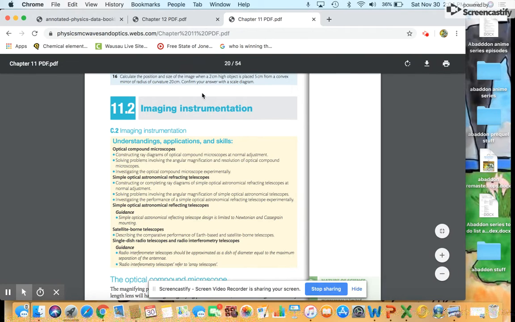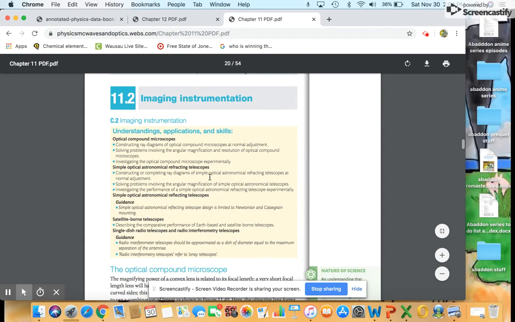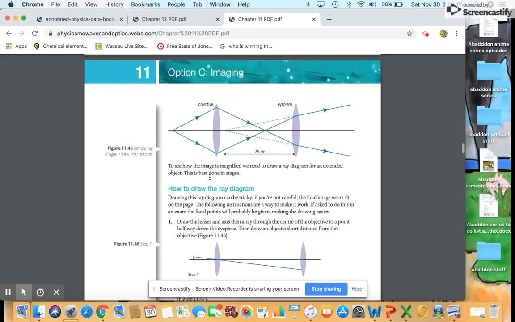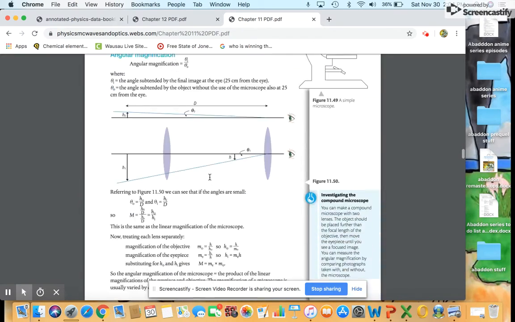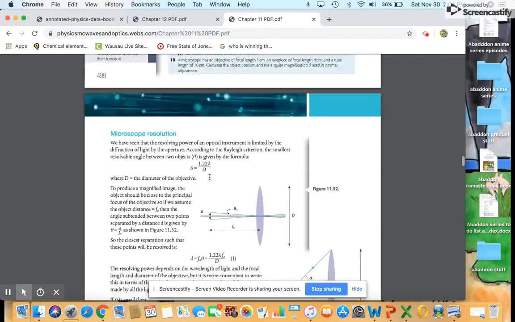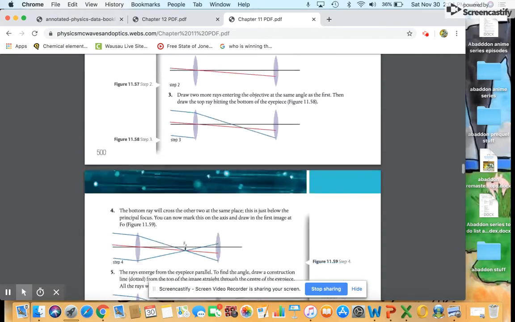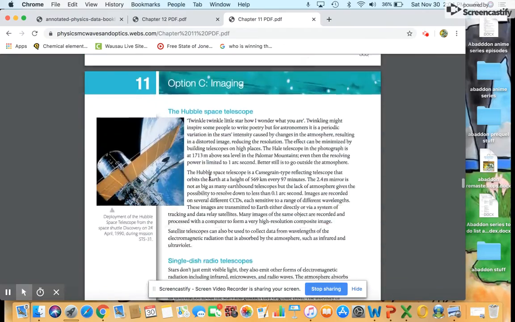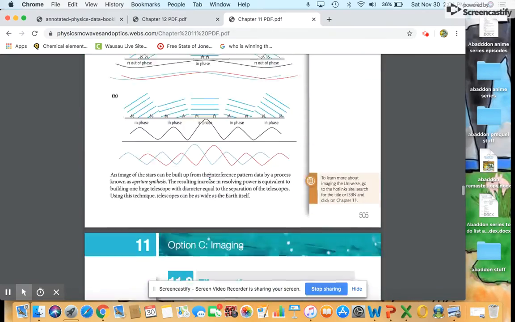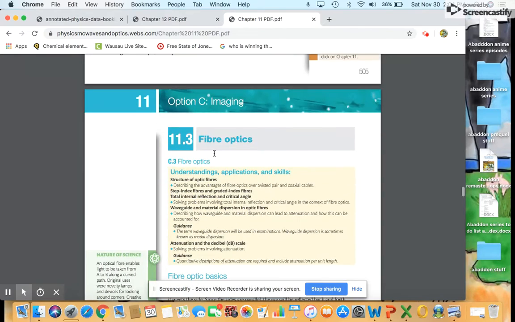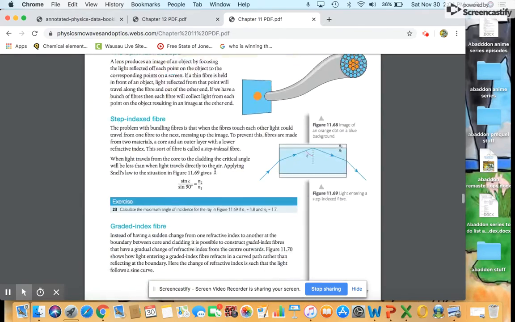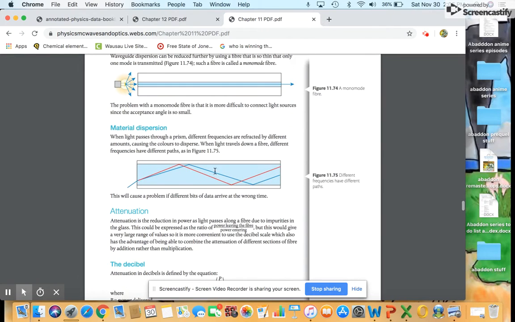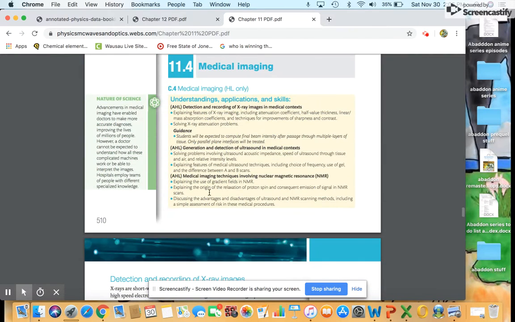Yeah, so topic 11.1 is very detailed. We do cover that one. 11.2 is imaging instrumentation. So microscopes, telescopes, basically applications of it. I think, like I said, the scanning electron microscope comes up. Hubble telescope comes up. Fiber optics, we go over in depth in that one. They give you some different examples of that, like total internal reflection, to talk about that, and then medical imaging.